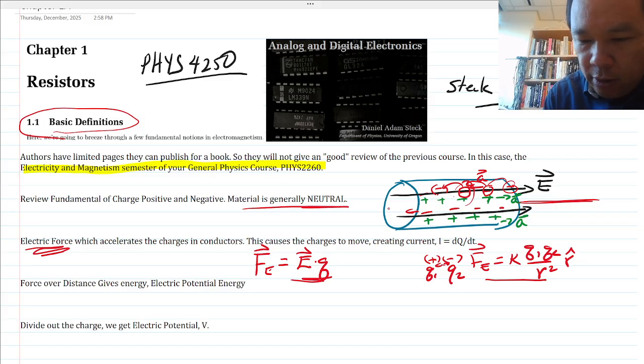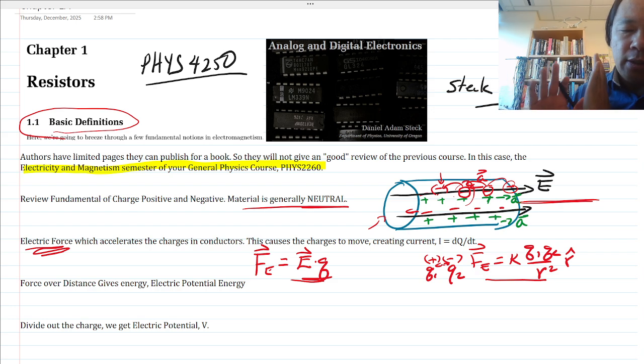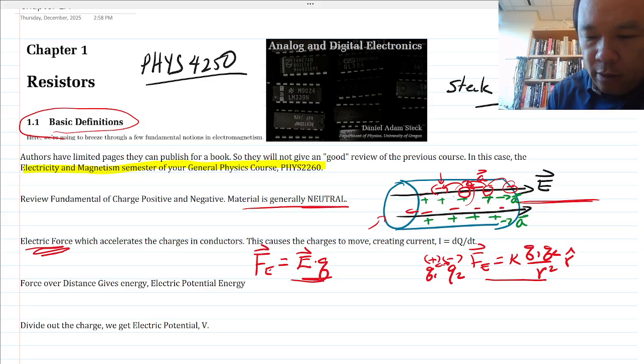Going back to this example up here, in a conductor these electrons are free to move, meaning it takes just a little bit of a nudge for them to travel along the conductor, and that's what makes a conductor. And this movement of charge is what current is.